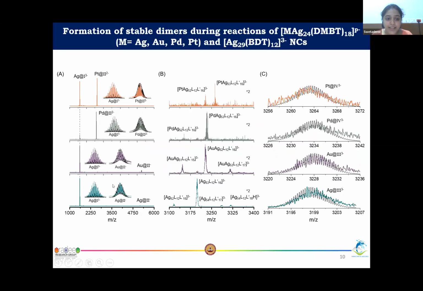In these 4 reactions, along with the presence of both parent nanoclusters, we have observed a series of 3-charge state species in the range of 3100 to 3400 mass range, which corresponds to the dimeric species generated with both the parent clusters. In A, we have shown the full range mass spectrum for the reaction mixture of all the 4 reactions. In B, we have shown the zoomed-in mass spectrum for the reaction mixture, where we can see the dimeric species formed. And in C, we have shown the isotopic distribution of the highest intensity dimeric species observed in each of these reactions.